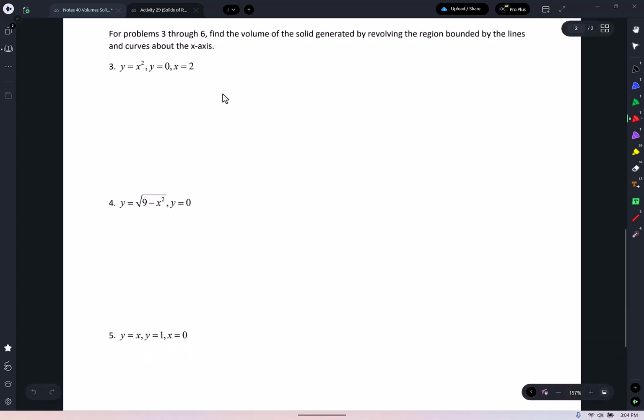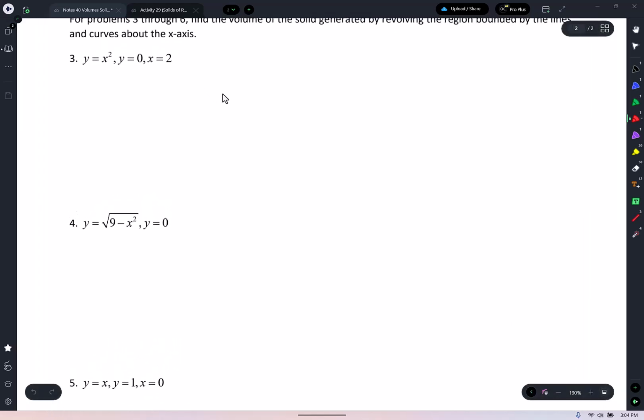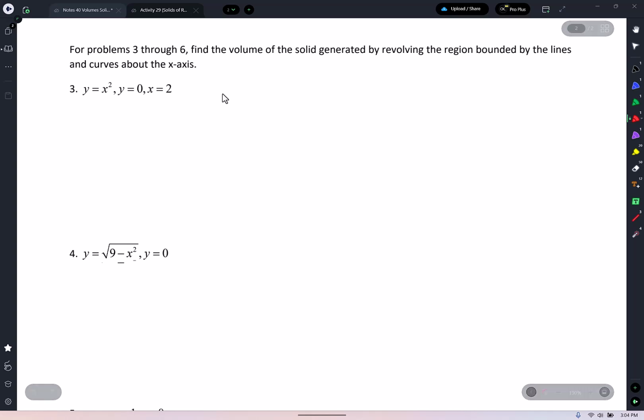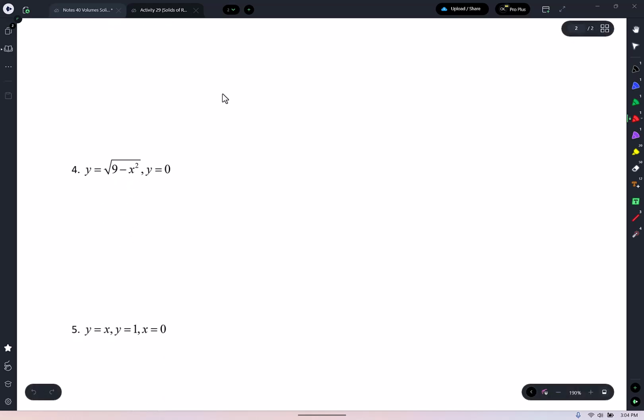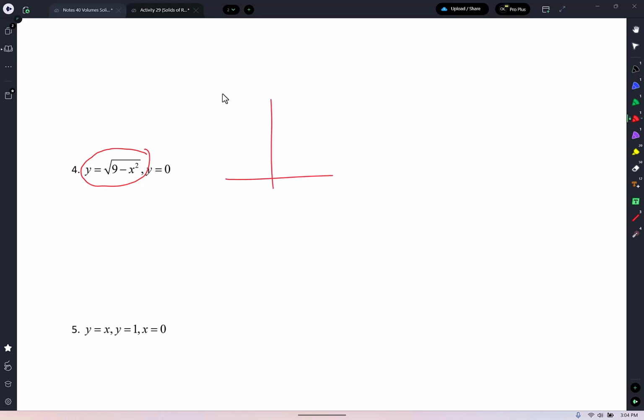All right, go to the activity. Look at number 4. Don't worry, I'm giving you a free one, guys. It says, for problems 3 to 6, find the volume of the solid generated by revolving the region bounded by the lines and curves about the x-axis. So this equation, y equals square root of 9 minus x squared, looks like this: here's negative 3, here's 3. It's a semicircle, because the equation of a circle is x squared plus y squared equals r squared, and if it were plus or minus you would have a whole circle. But it just says square root.